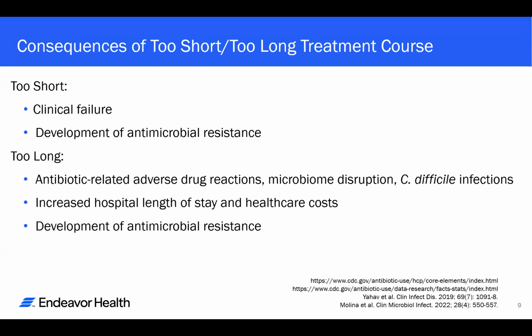I really quickly just want to mention what the issues are and why we're trying to decide what the optimal duration is. Not to foreshadow where we're going, but we do really need a good balance, right? We don't want too short, where we would see clinical failure or maybe resistance built up. We don't want too long, where we're maybe putting the patients at risk for more adverse drug events, more disruption to their microbiome, potentially more C. diff, although in the trials we see very low numbers of C. diff in the results. Potentially increased hospital length of stay, and maybe more development of resistance. So it's a really fine balance that we need to figure out in terms of days of therapy.